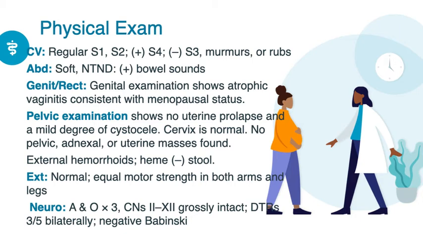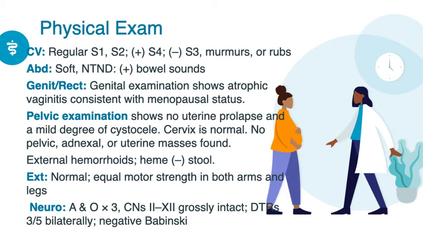Genital examination shows atrophic vaginitis consistent with menopausal status. Pelvic examination shows no uterine prolapse and a mild degree of cystocele. Cervix is normal. No pelvic or uterine masses found. No blood was noted on the stool. It also shows that the patient has equal motor strength in both arms and legs.